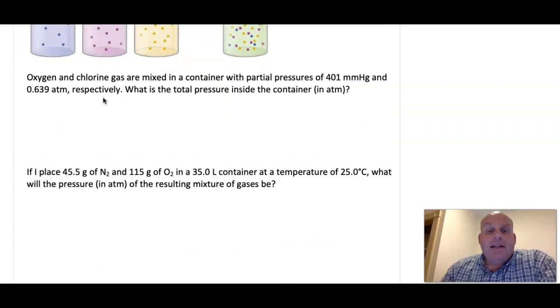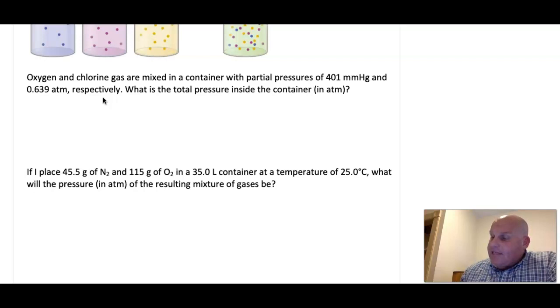You can have Dalton's law of partial pressures problems like the first one listed here, which are pretty straightforward. It's just the idea that I'm going to add up the pressure of the gases combined. So oxygen and chlorine gas are mixed in a container with a partial pressure, 401 millimeters of mercury and 0.639 atmospheres. The issue here is that I cannot add these two gases because they're not in the same unit.